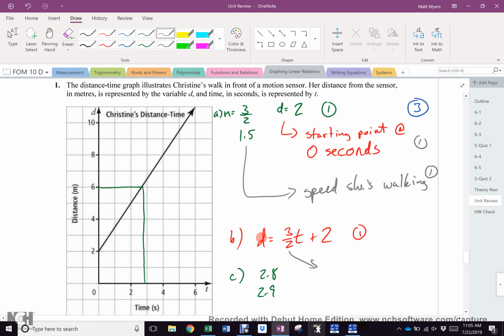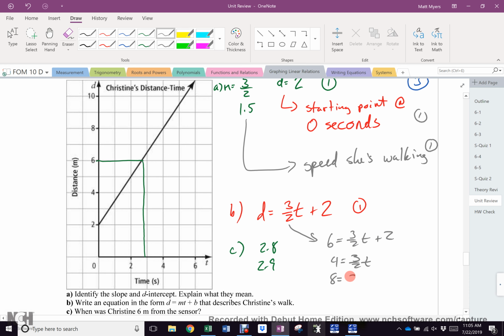Distance was 6, wasn't it? 6 equals 3 over 2t plus 2. 4 equals 3 over 2t. 8 equals 3t. T equals 8/3, which is 2.67. Everybody with me? You can use both.